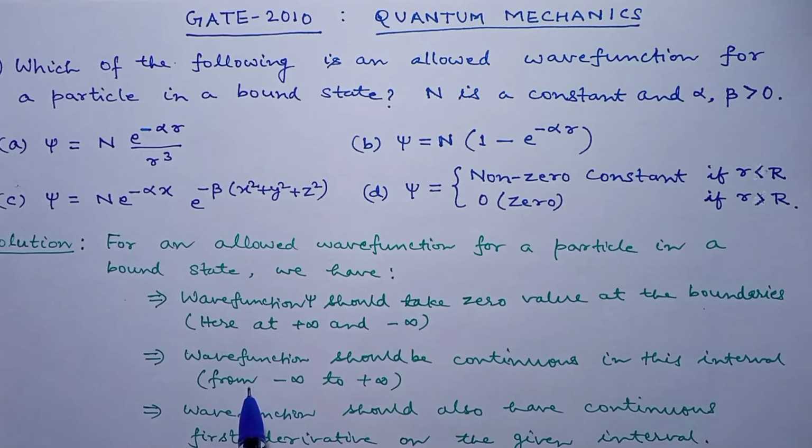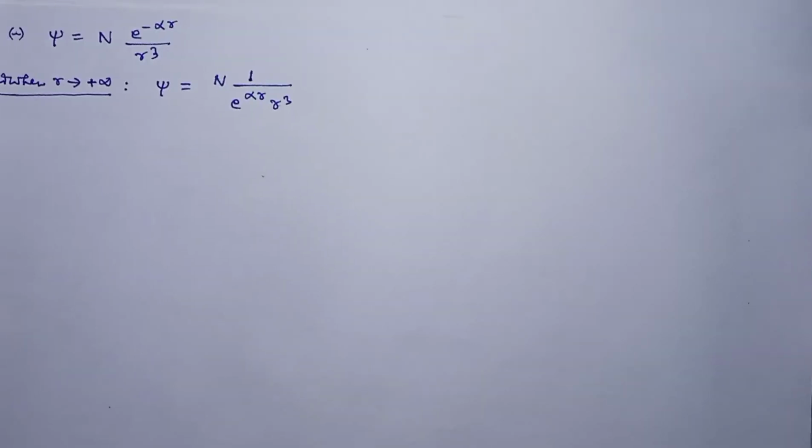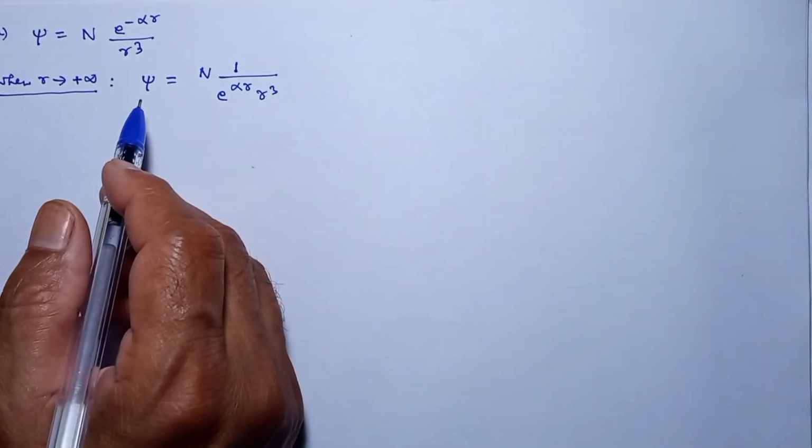Another important property is the wave function should be continuous in this interval, that is from minus infinity to plus infinity. It should be continuous. And another property is the wave function should also have a continuous first derivative on the given interval. Here we have the interval minus infinity to plus infinity. Let us check each option one by one.